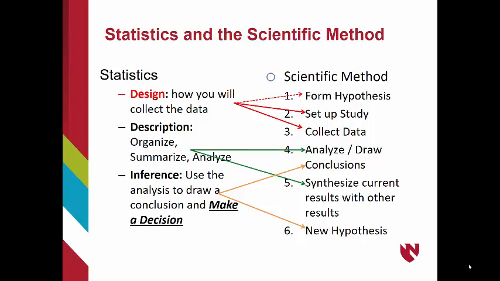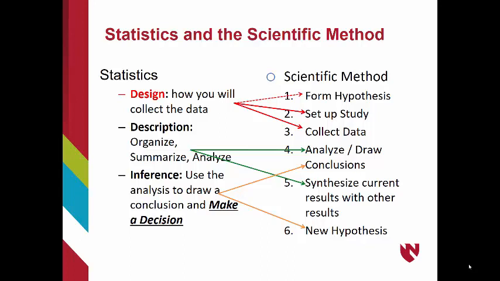And the last piece we do in statistics is the inference. And here's where we're trying to use all of our analysis, everything we've done, and we're going to draw a conclusion. We're going to make a decision. We'll decide, did this work? Did it not work? And from there, reformulate an idea and move forward again.